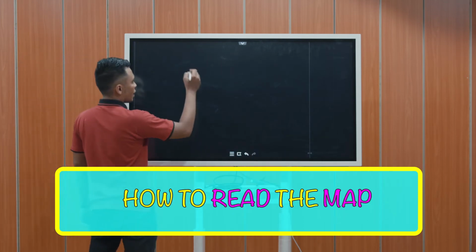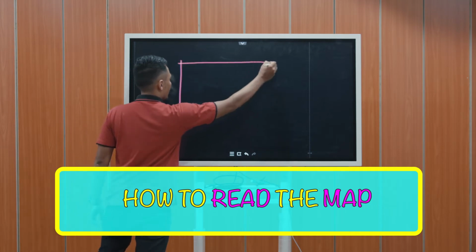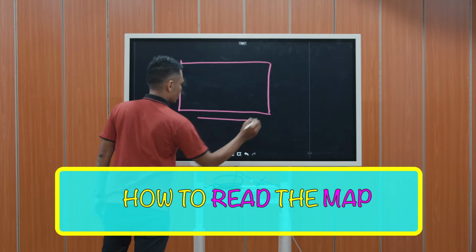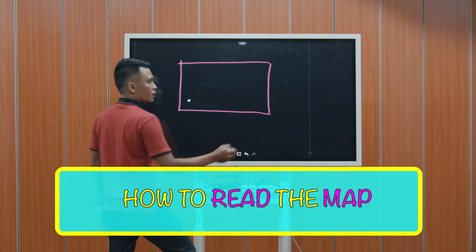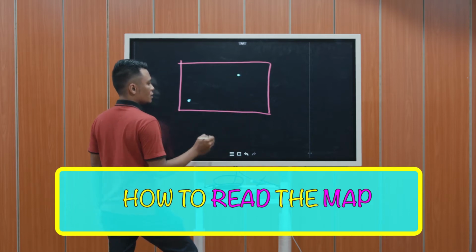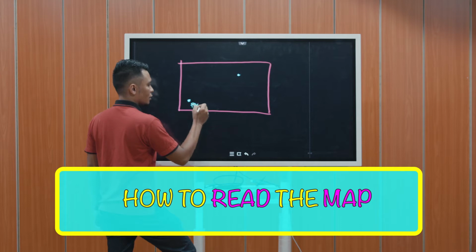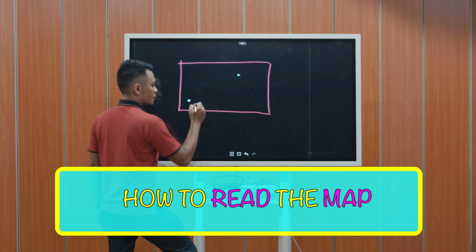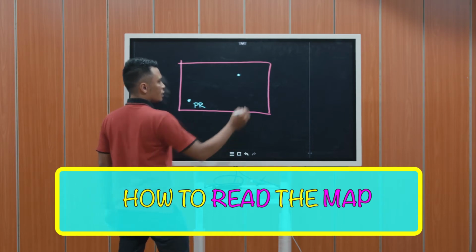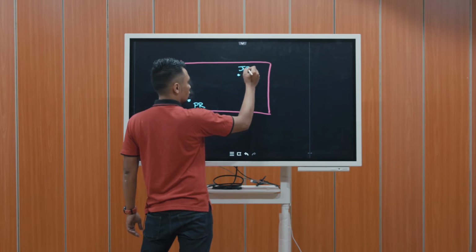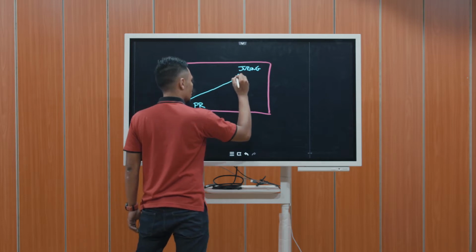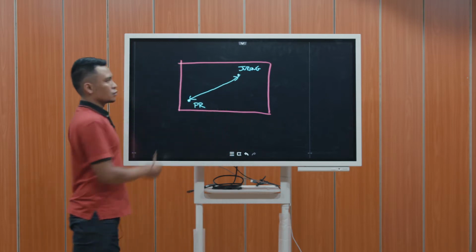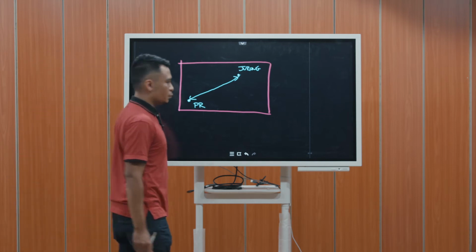Example, if I have a map, this is the map. Okay, first point is here, second point is here. Let's say this is Pasir Ris. Pasir Ris, I will write it as PR, and this is Jurong. Okay, this is the distance from Pasir Ris to Jurong. In every map, they will always put a scale.